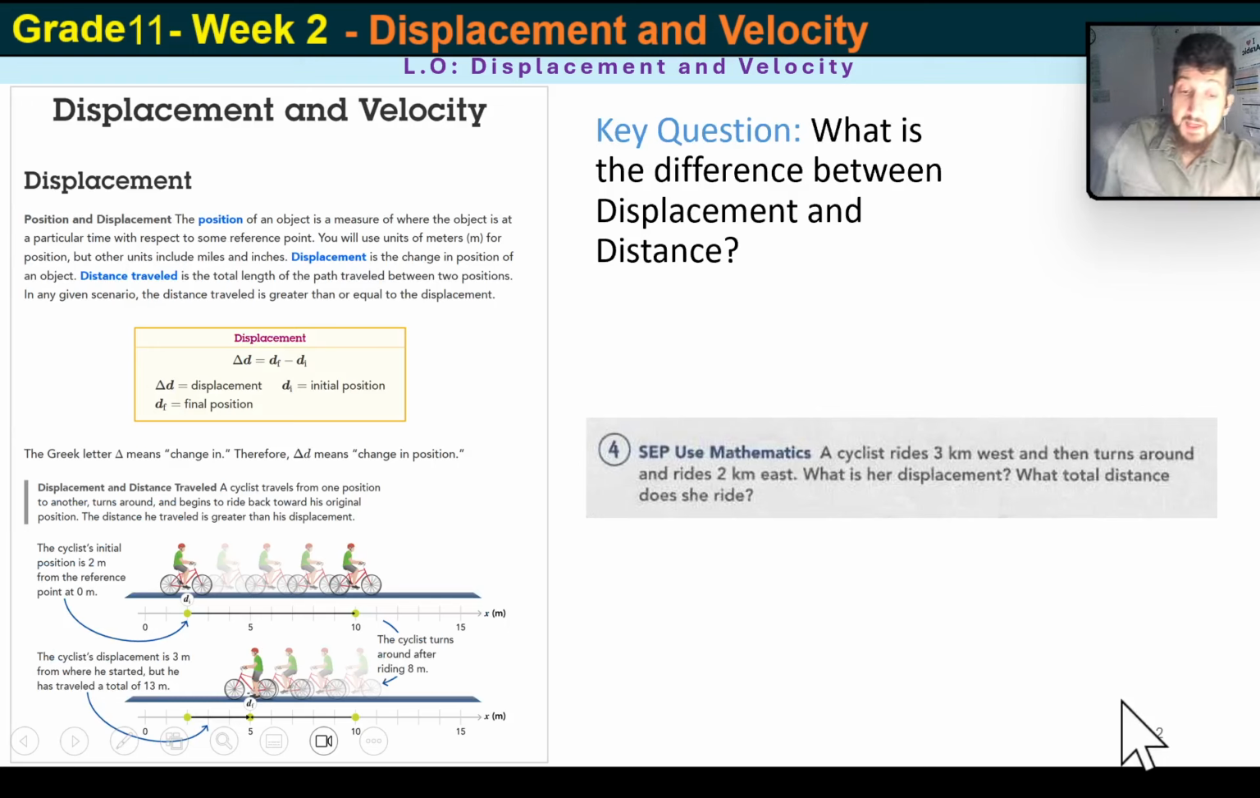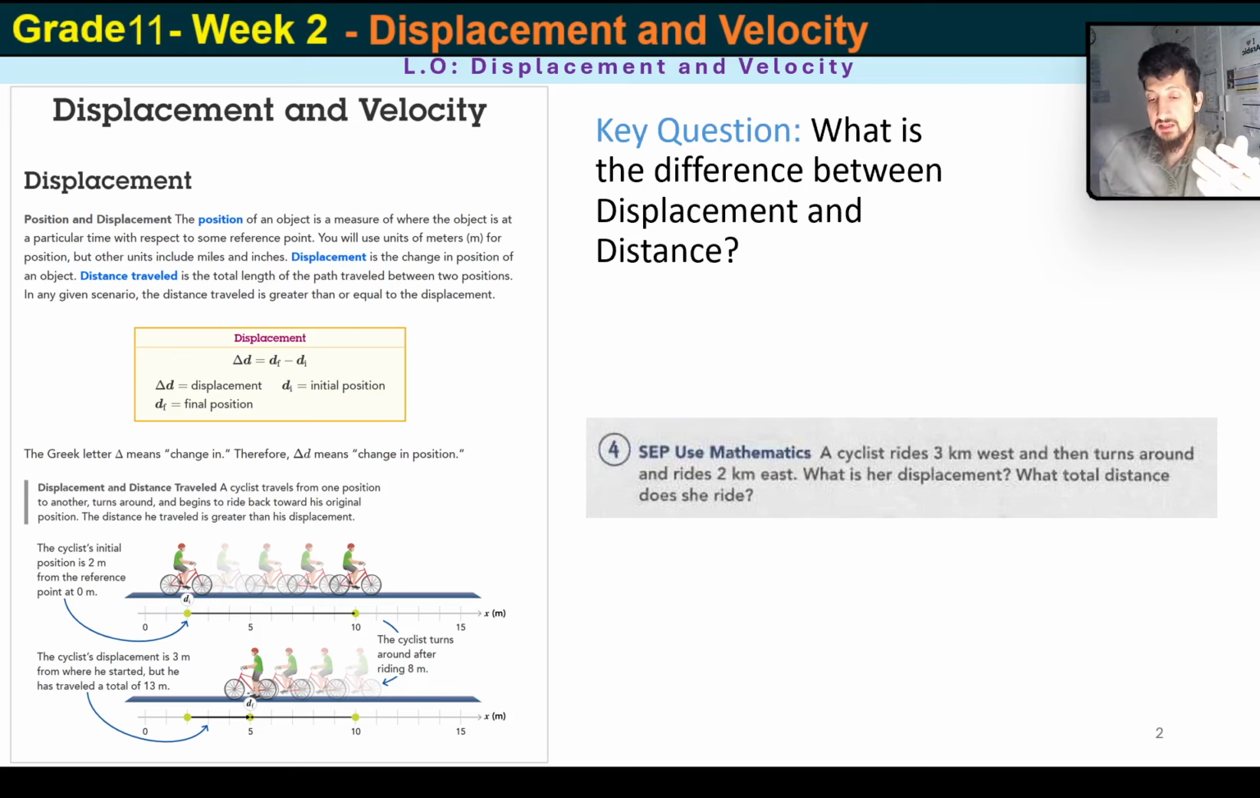So, displacement and velocity. Let's first of all talk about what is the difference between displacement and distance. So we've got two different things here. If we look at this biker over here, this bicyclist, what he's doing is going from one point over here to this point over here. This change in position is known as displacement.